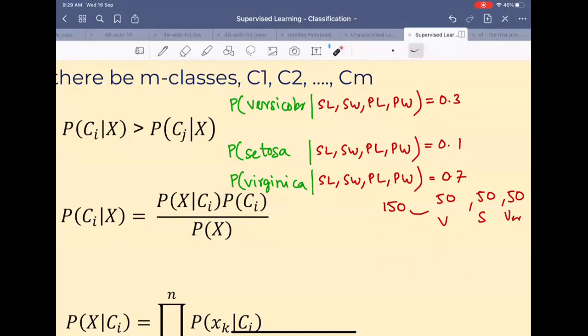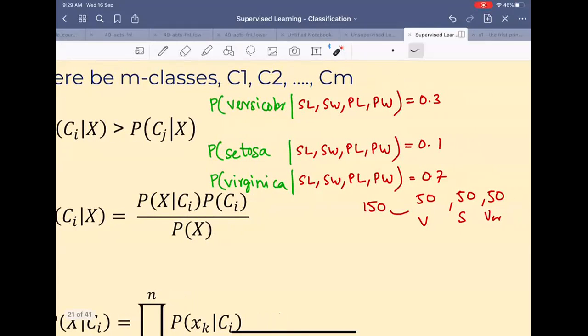Someone is asking, describe the formula with example. Yes, I'm going to do that. But before going to that example, I want to first discuss the formula. In the very next slide, we will be looking at the data, and then we'll look at this formula and see how to do things. But for now, this is how we can evaluate the probability of a given class.